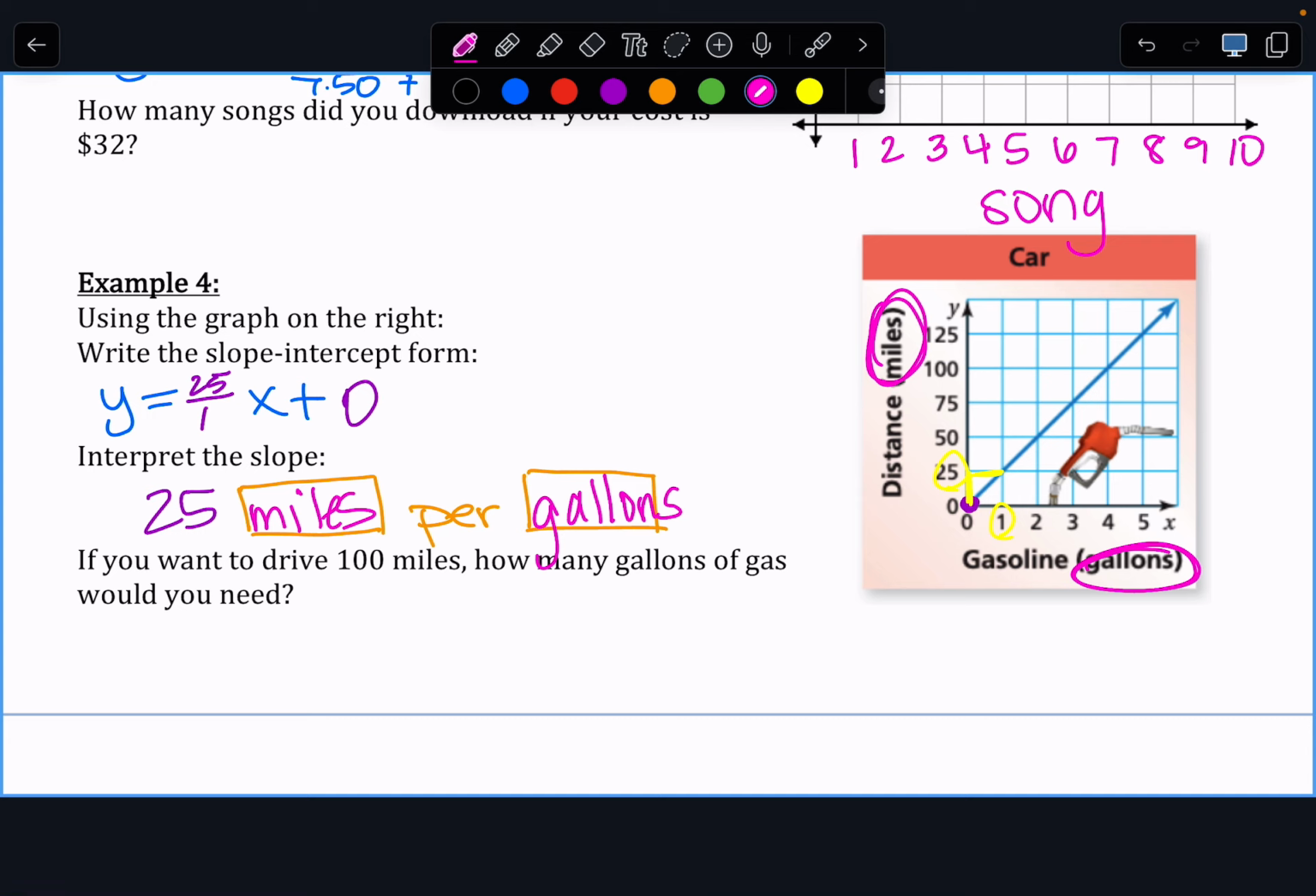Okay. Oh, I like when we don't have to do math. If you want to drive 100 miles, how many gallons of gas would you need? Do you see 100 on the miles? I do. I see 100 miles right here. How many gallons? If I go over here, it is 4 gallons.